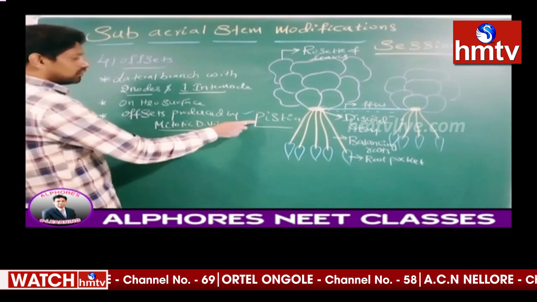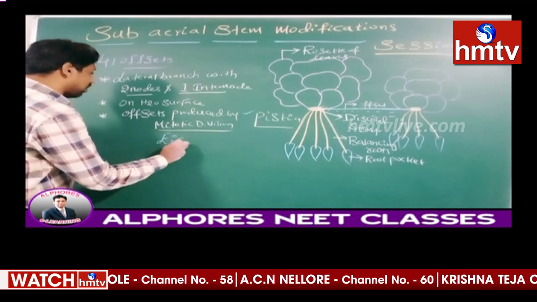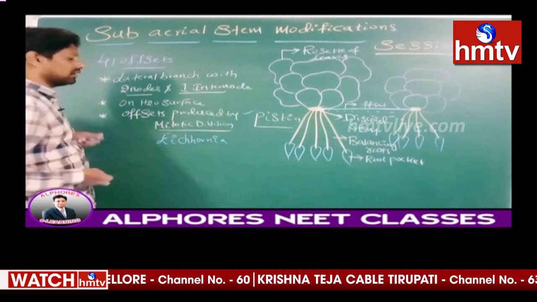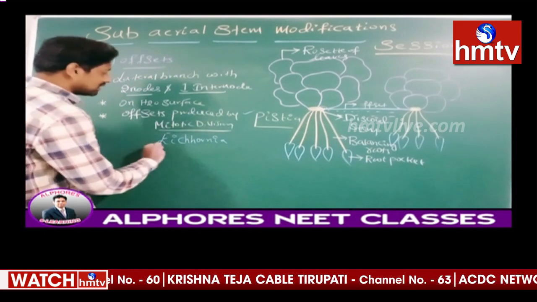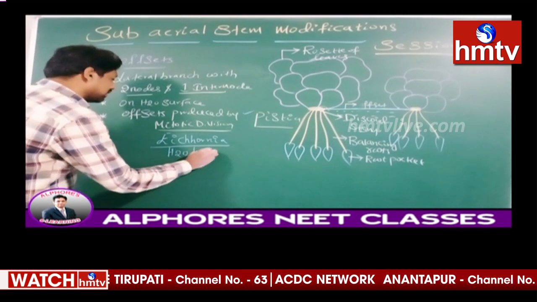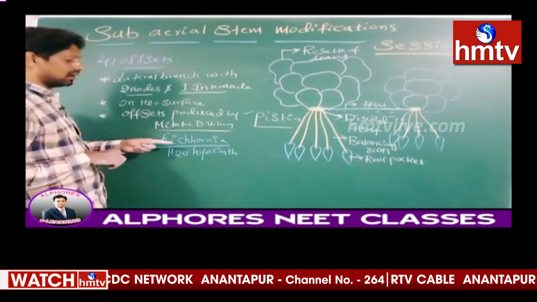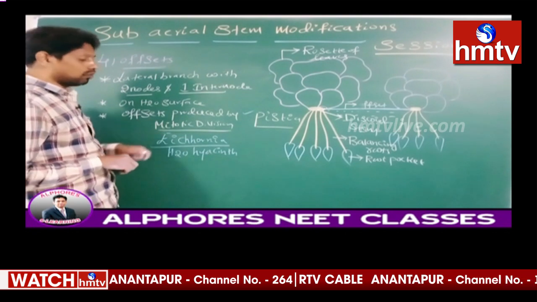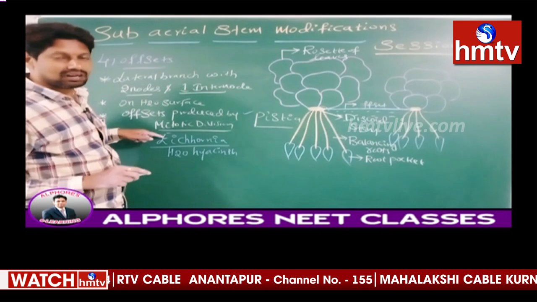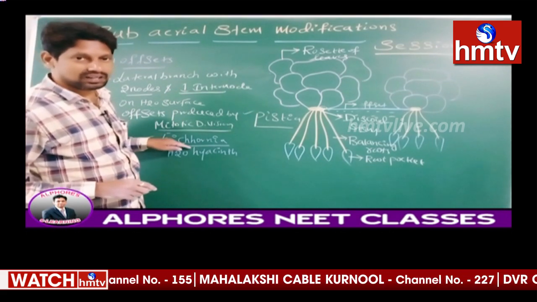I already told one example: Pistia. The second example is Eichhornia. What is the second example? Eichhornia. This Eichhornia is also called water hyacinth. What is another name for Eichhornia? Water hyacinth. This is commonly called the terror of Bengal.